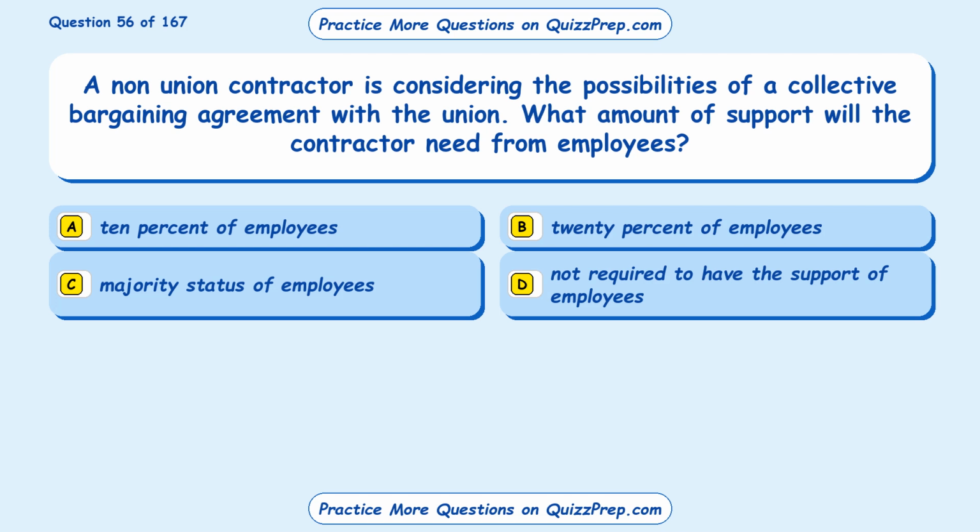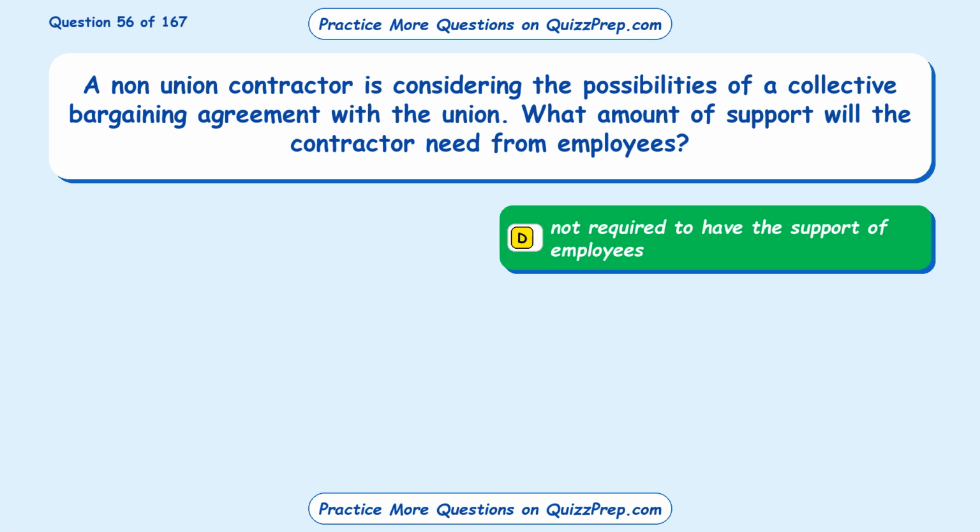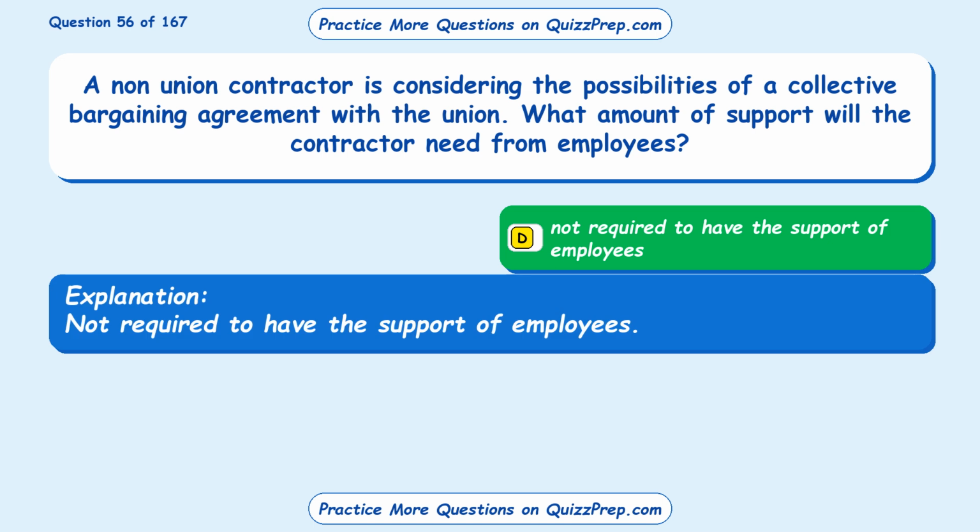Question 56. A non-union contractor is considering the possibilities of a collective bargaining agreement with the union. What amount of support will the contractor need from employees? Option A, 10% of employees. Option B, 20% of employees. Option C, majority status of employees. Option D, not required to have the support of employees. The correct answer is option D, not required to have the support of employees. Not required to have the support of employees.